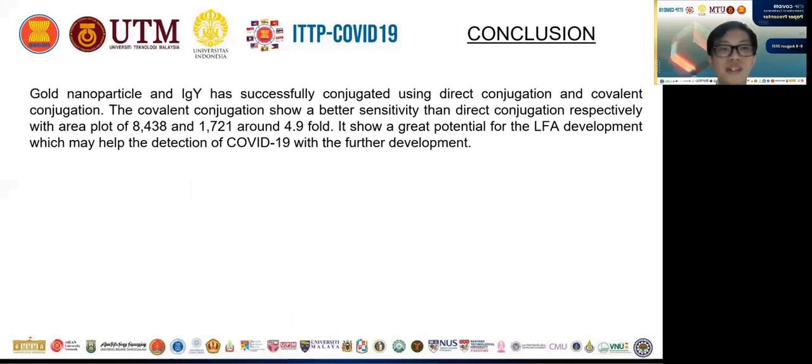Our conclusion for this research: the gold nanoparticle and IgY have been successfully conjugated using the direct conjugation and covalent conjugation. The covalent conjugation shows a better sensitivity than the direct conjugation, respectively, with the area plot of 8,438 and 1,721, around 4.9-fold. It shows a great potential for lateral flow assay development, which may help the detection of COVID-19 with further development.